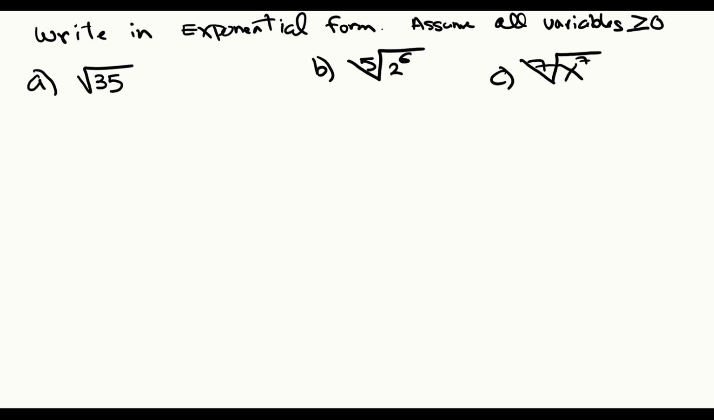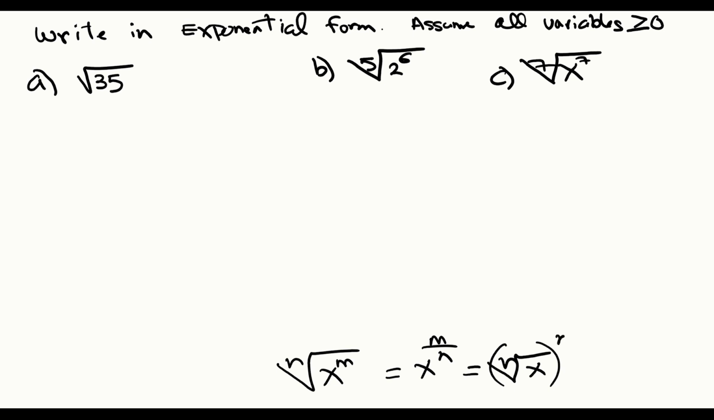We're going to go from radical form this time to exponential form. So again, we will write our main rule down, which is the nth root of x to the m equals x to the m over n. And of course, that's also equal to taking the nth root of x first and then raising it to the power of m. So all three of those expressions are equal.